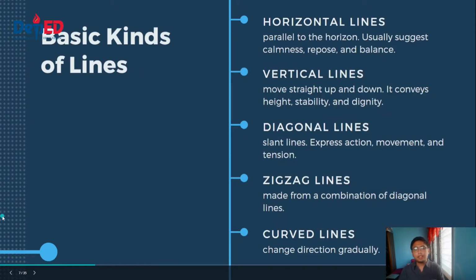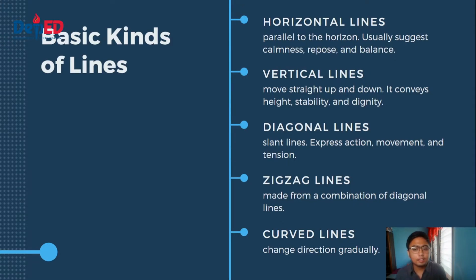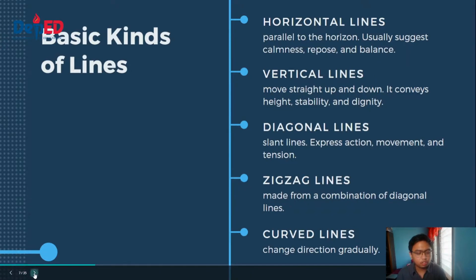Then we have basic lines. Of course, we have horizontal lines, parallel to the horizon. They suggest calmness, repose, and balance, while vertical lines move straight up and down. They convey height, stability, and dignity. While diagonal, slanted lines express action, movement, and tension, zigzag lines are a combination of diagonal lines, and curved lines change direction gradually. So you may use any of them, okay, in your illustration.